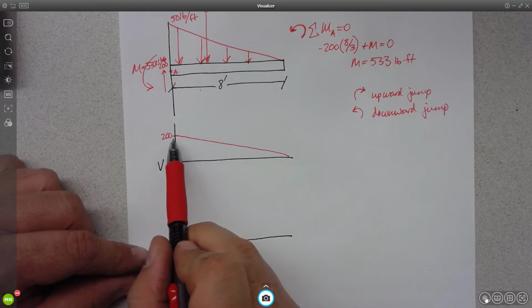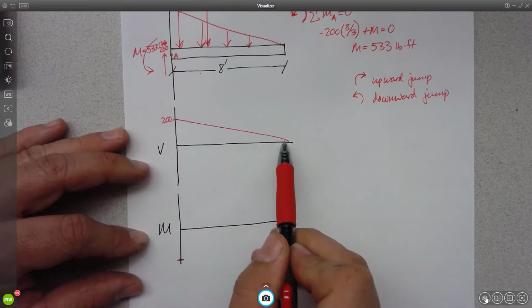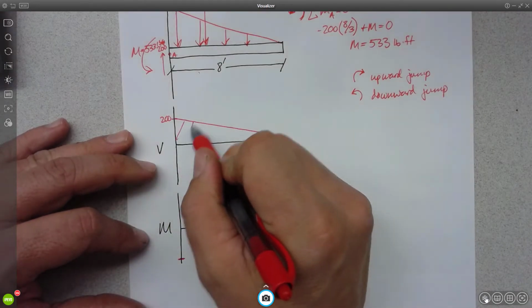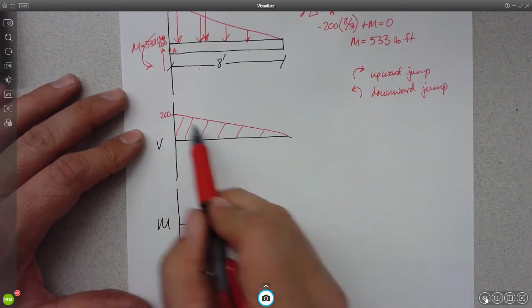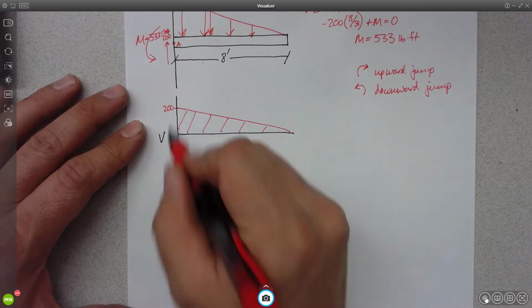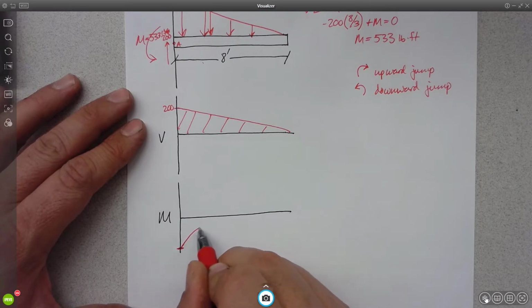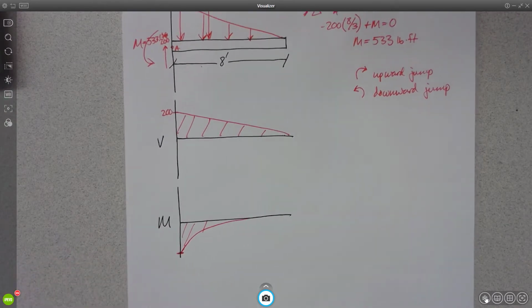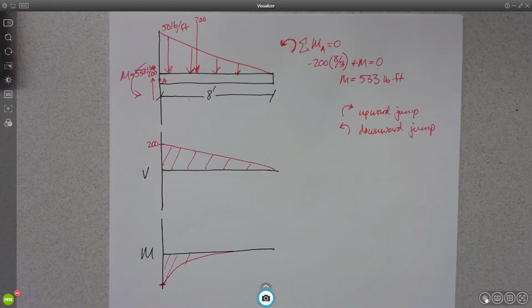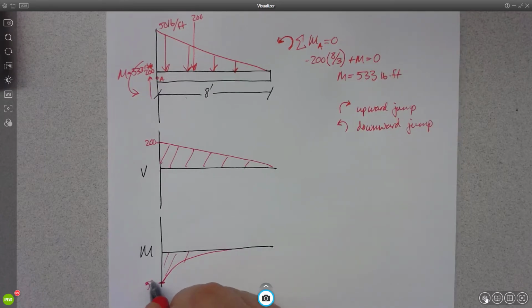And this should make us feel good because we have a positive change in the moment as we go from 0 to 8, right? Because everything in the shear is above the abscissa, so that means we have a positive change in moment. So what this is telling us is we're going to start with a very steep slope, 200. We're going to go to 0. And there's our moment diagram. Oh, it's a parabola, I think. And it starts down here at 533.